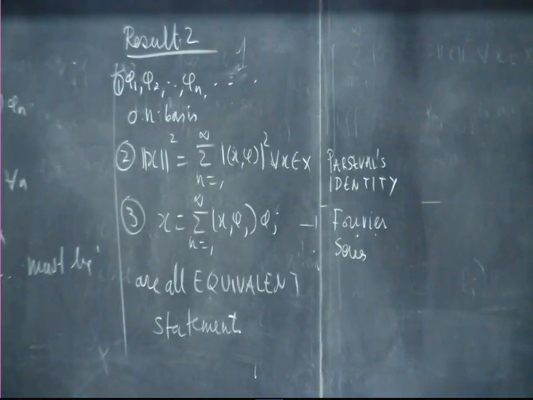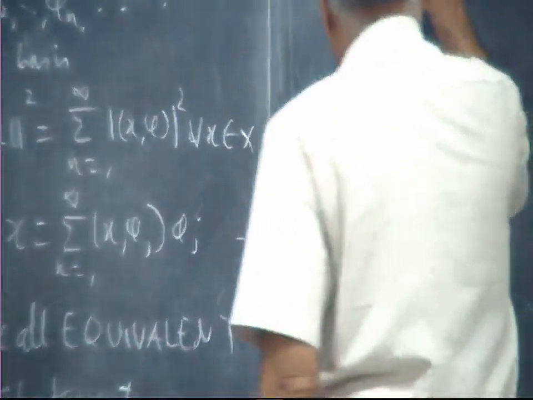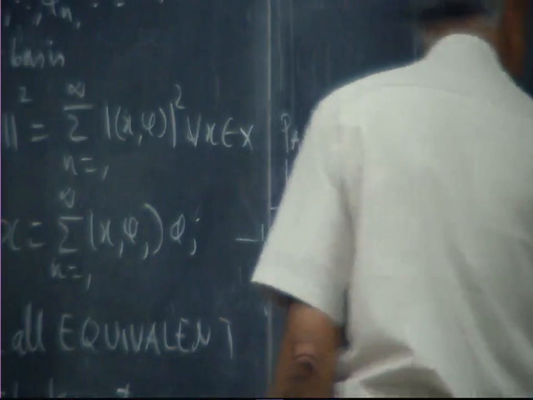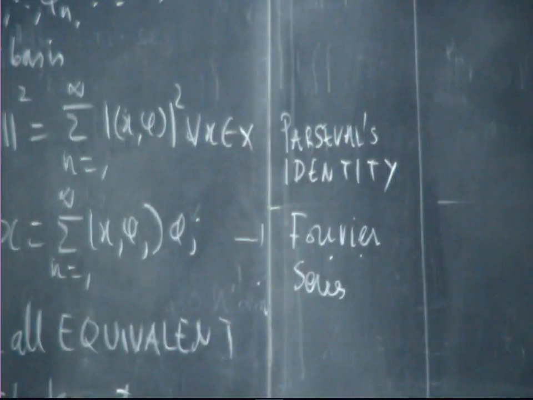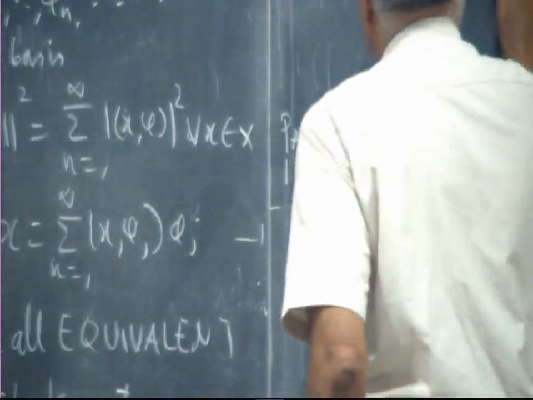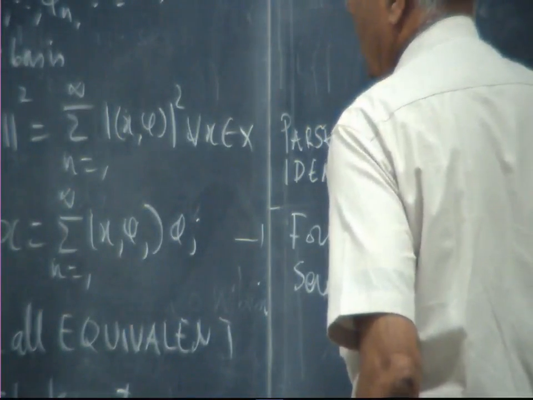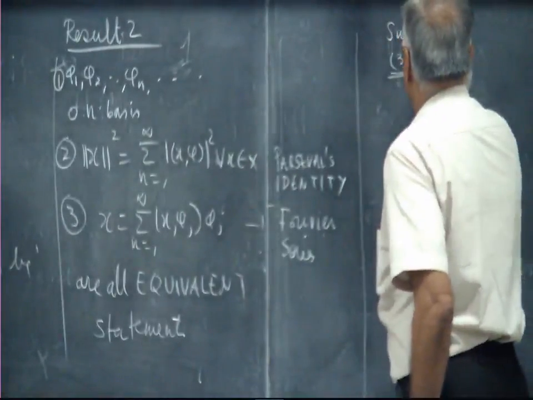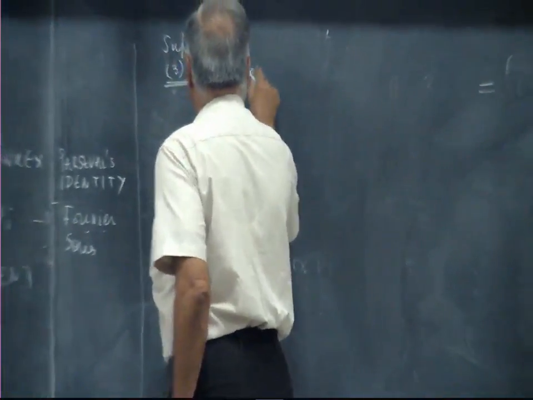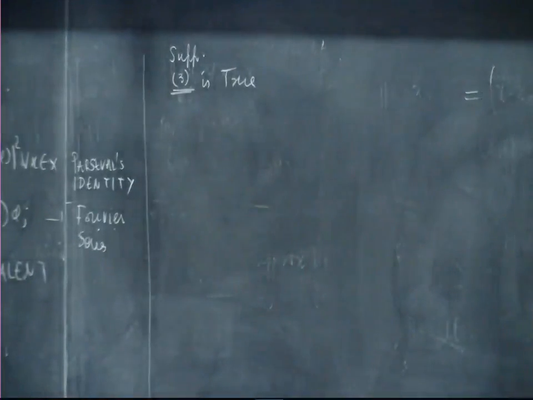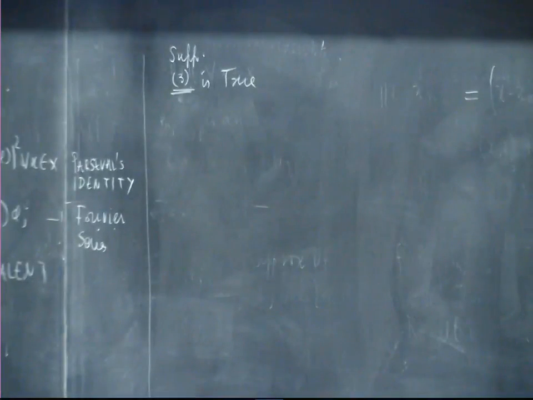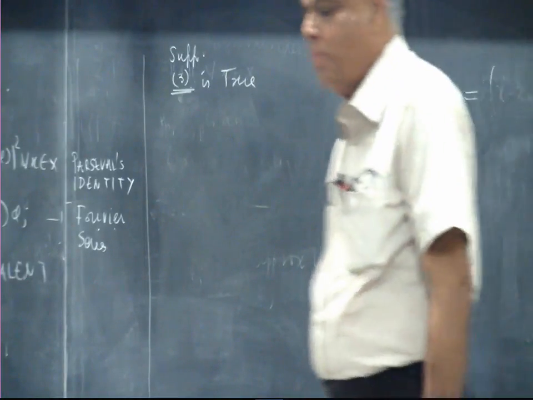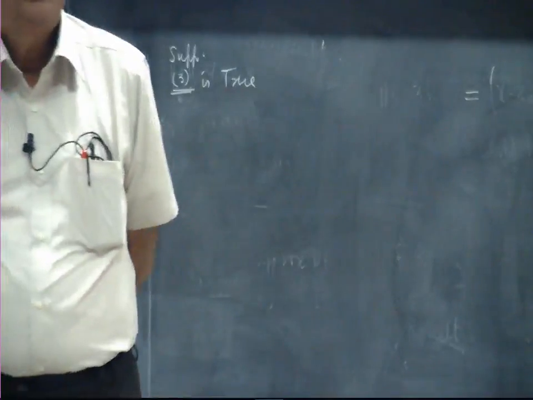Okay. Now, we make it a little bit more general. Let us call this statement 3. Suppose 3 is true. It is easier to start with it. I could have started with any one of them, but since they are all equivalent, I will start with the one that is easier. Suppose 3 is true, that is, every vector x can be expanded in a Fourier series.